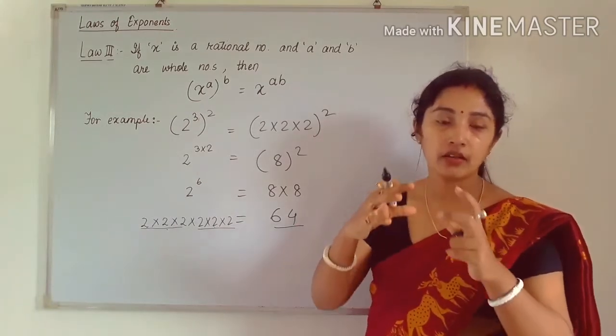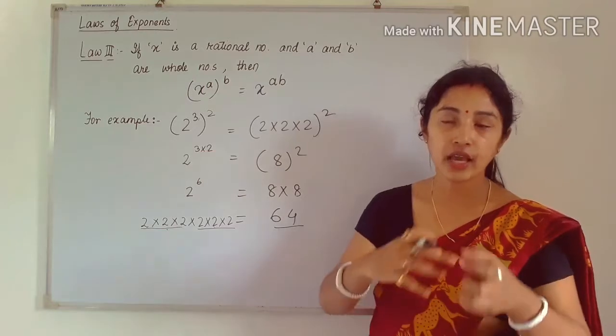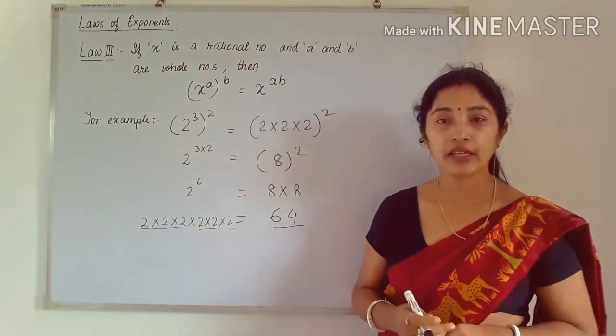So you can apply this law whenever there are two powers, that means above one power another power is there, or you can say above one exponent another exponent is there. Then you can multiply the powers.